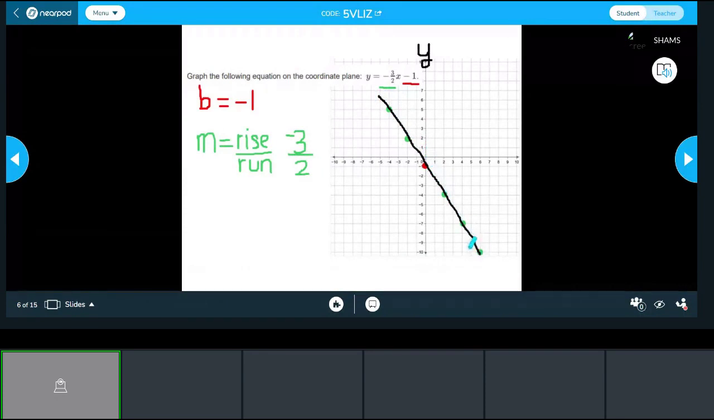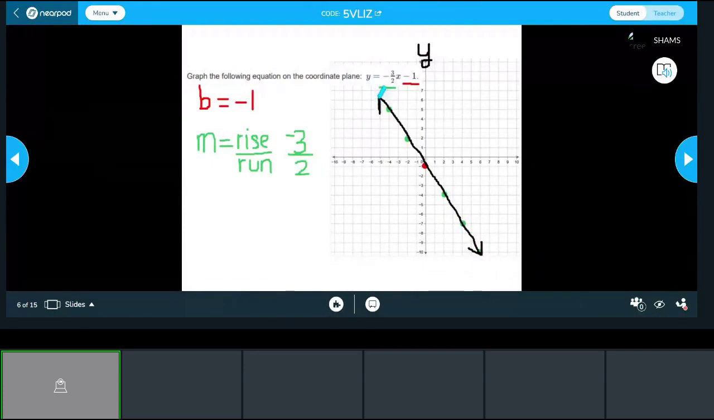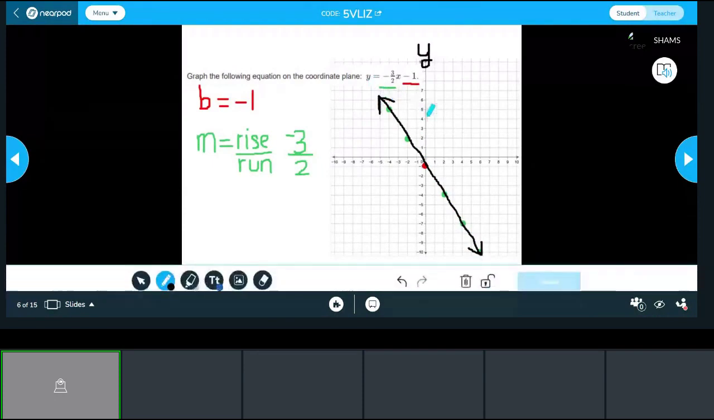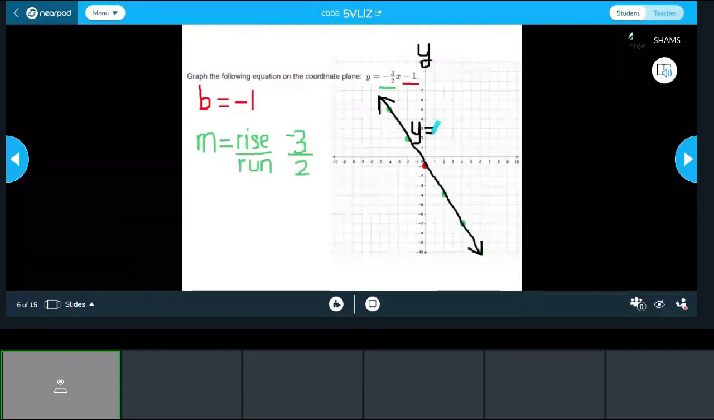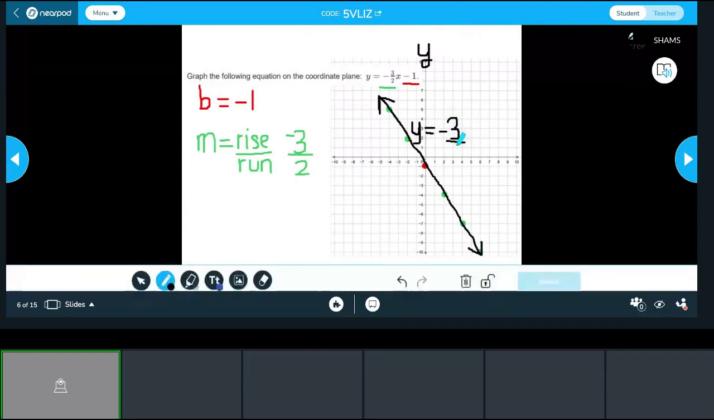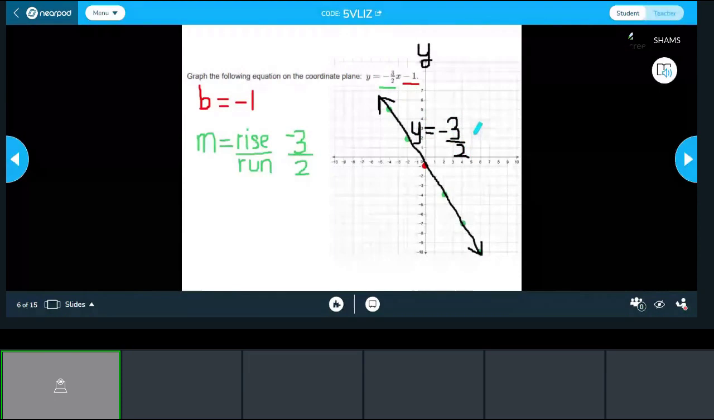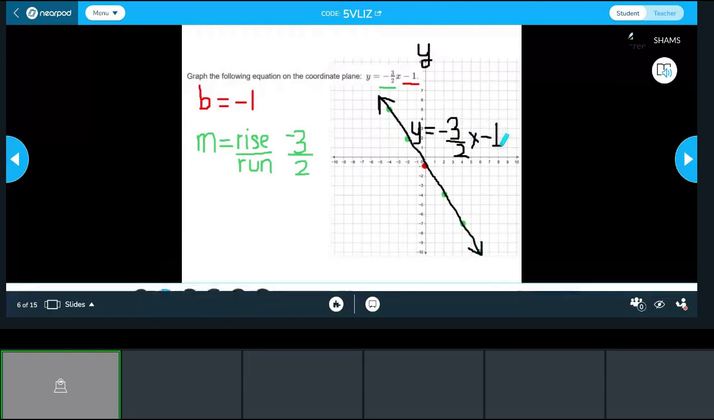And you can put arrows on both ends to show that the graph keeps going on and on both ends. I will also label this graph with the equation y equals -3/2x minus 1. This is like a complete graph. It should have arrows on both ends. It should also be labeled by the equation.